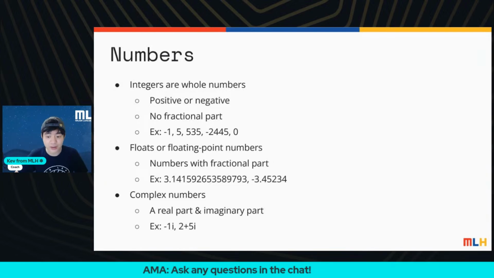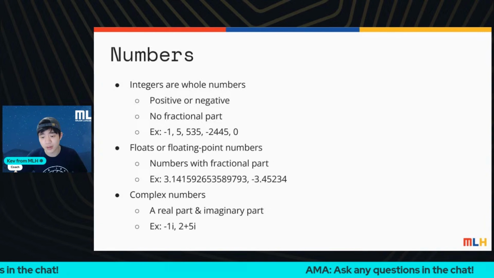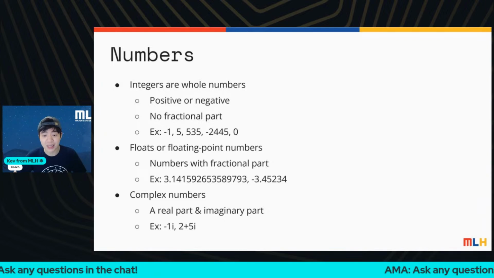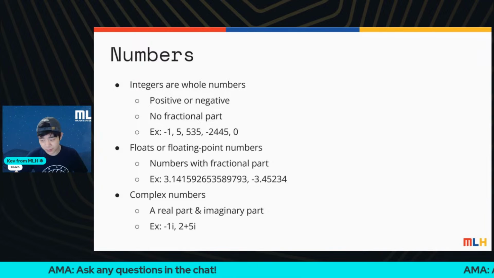Floats. Floats are the same thing, except they're numbers with fractional components. So it's everything in between our whole numbers, like 3.141592653589793, like pi. Pi is a float, or a floating point number. It has a whole part and a fractional part, and that together makes what we call a float, or floating point number. They can also be both negative and positive.